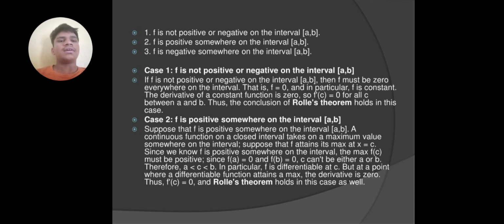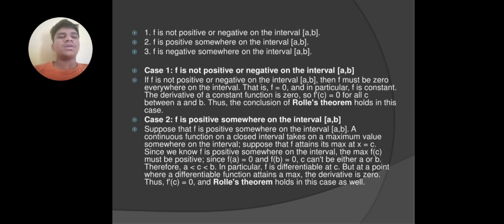Then the second case, f is positive somewhere on the interval [a, b]. Suppose that f is positive somewhere on the interval. A continuous function on a closed interval takes on a maximum value somewhere on the interval. Suppose that f attains the maximum at x equals c. Since f is positive somewhere on the interval, the maximum f of c must be positive.